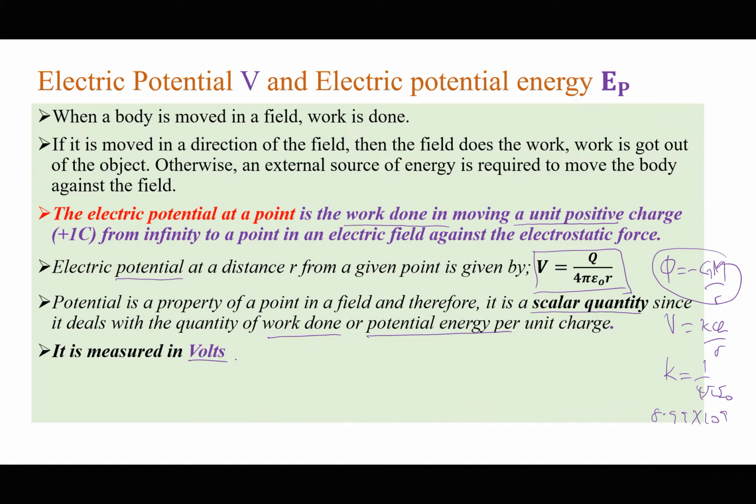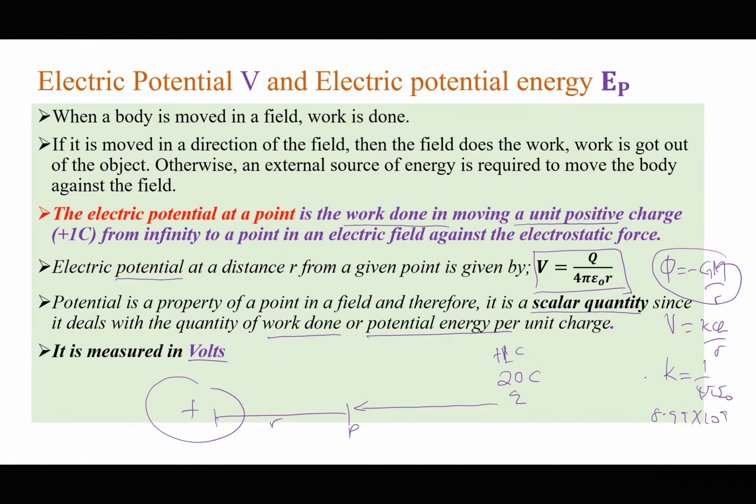Now, we have considered moving a unit positive charge from infinity to a point in an electric field. Suppose now we take the whole charge instead of a unit charge. Instead of taking a charge of one coulomb, positive one coulomb from infinity, suppose we take the whole charge, maybe it is 20 coulombs, and we are to move 20 coulombs from infinity until we reach a point where the distance between the charge and the point is r. We are to move this charge of 20 coulombs to a point P. What is the work done?